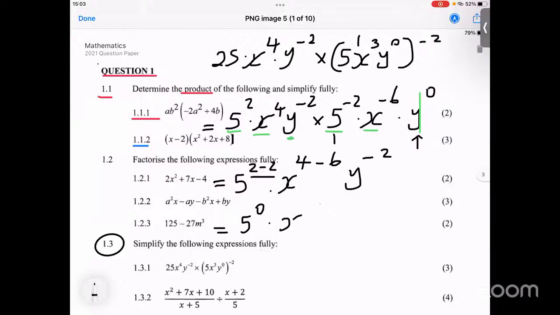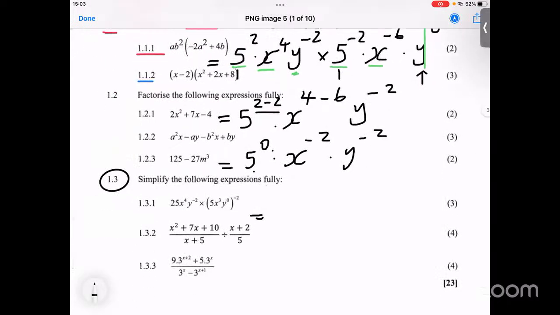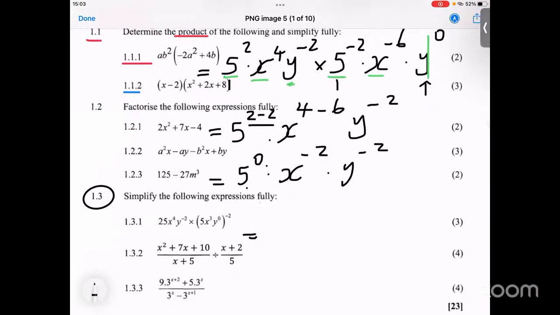And then you are having x to the exponent of -2. You are having y to the exponent of -2. Automatically, 5 to the 0 is the same as 1. But something very much important, honorable member: when we are dealing with things that involve exponents, you must always make sure that your exponents are positive.